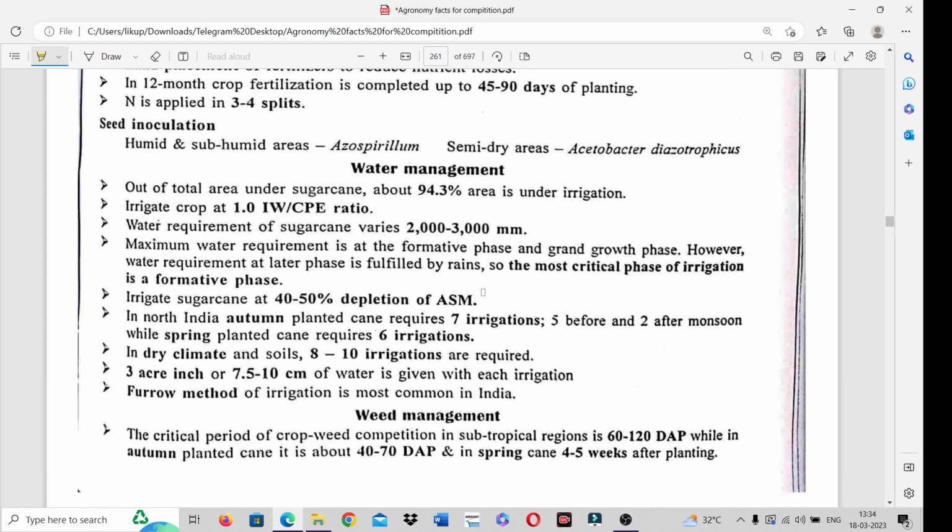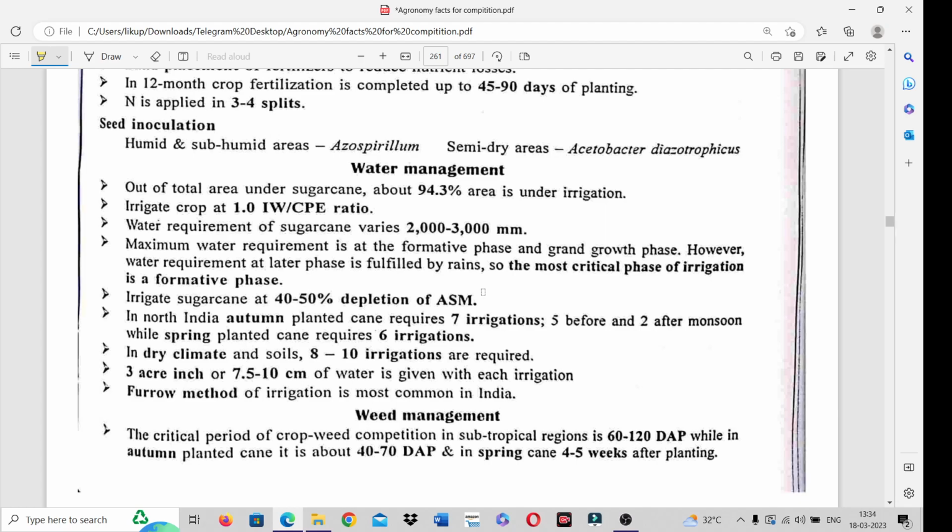Then water management. Out of the total area under sugarcane, 94.3% is under irrigation. Irrigate the crop at 1.0 IW/CPE ratio.